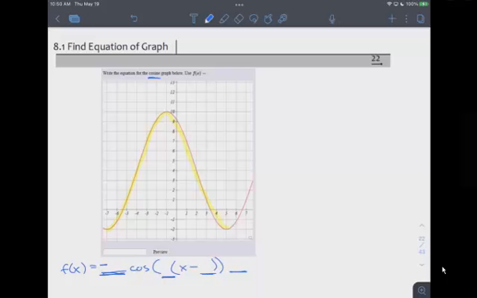So the first thing is, let's find our midline. Maximum at 10 and a minimum at -2. So if we take the average of those, we find the midline. 10 plus -2 is 8, divided by 2 is 4. So there's our midline.